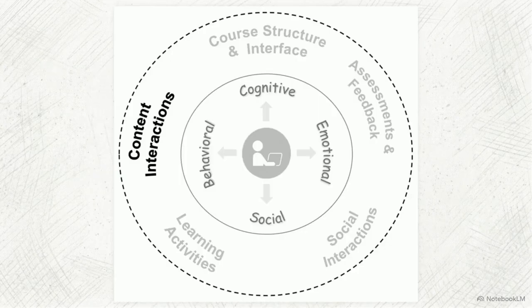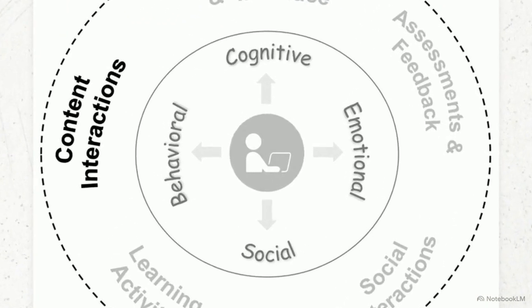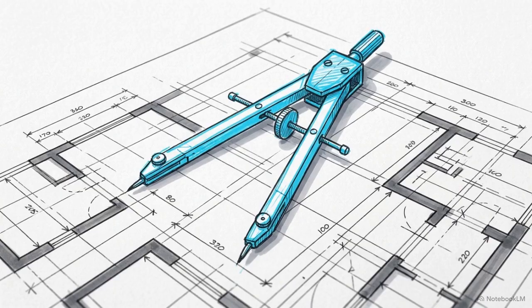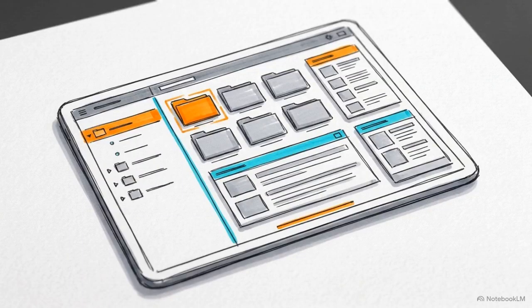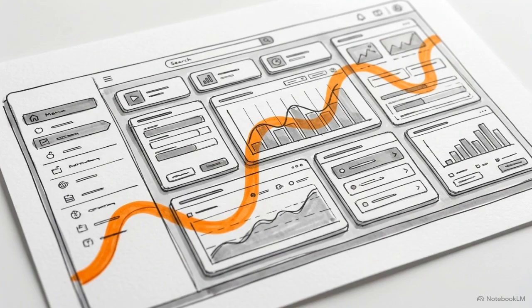Looking back at our core framework, we see how this structure serves the student. The outer ring, the course structure and interface, binds the entire experience together. It seamlessly supports the core human elements of learning: cognitive, behavioral, emotional, and social. The instructional goal dictates the architecture. The architecture shapes the information design, and visual aesthetics smooth the pathway.